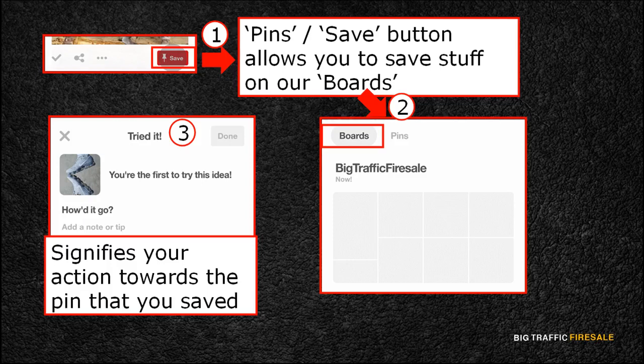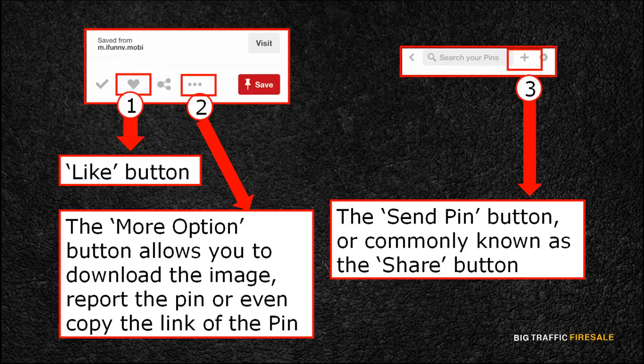Another unique option for Pinterest is the Tried It button. It signifies your action towards the pin that you saved, whether you've tried it or not. The common options in Pinterest are the Like button and the More Option button. They allow you to download the image, report the pin, or even copy the link of the pin. Finally, the Add Pin button, or commonly known as the Add button.